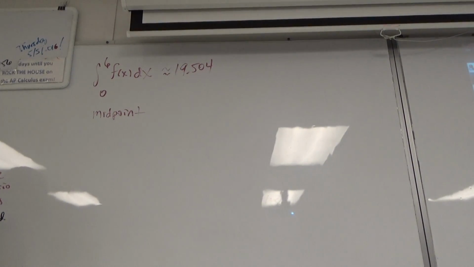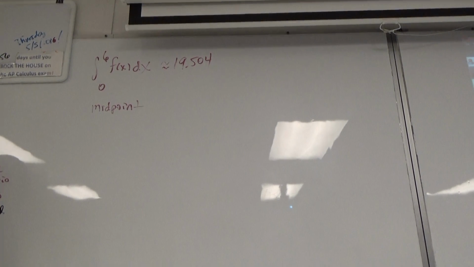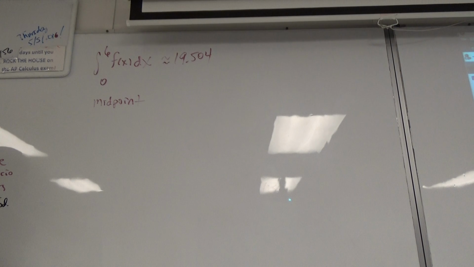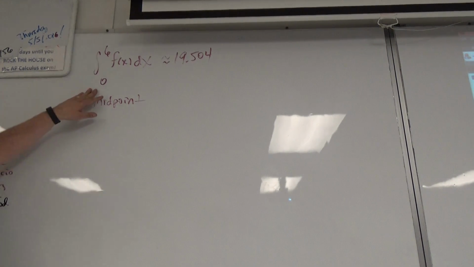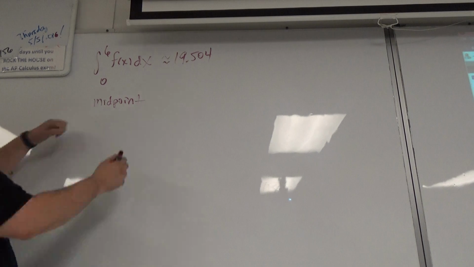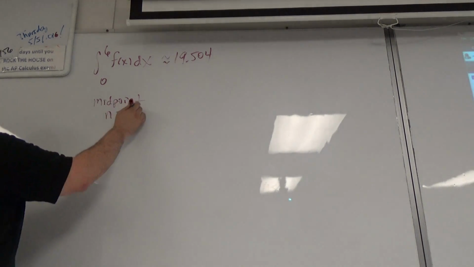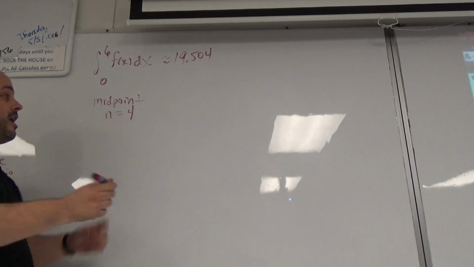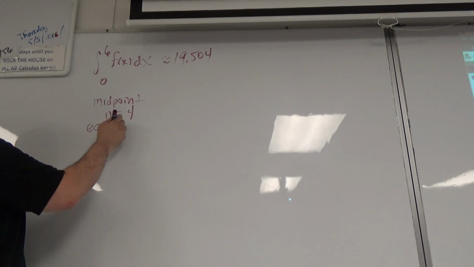How many rectangles? You definitely want to look at the page. Midpoint method. We are going from 0 to 6. That's the interval. But how many rectangles? 4 rectangles. So n equals 4, and there's something else about these rectangles that's special. They are equal width rectangles.